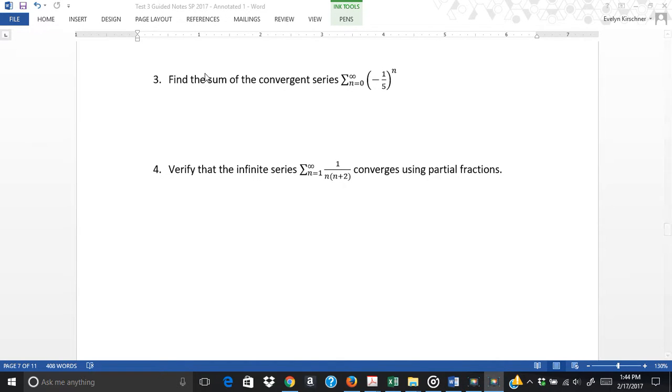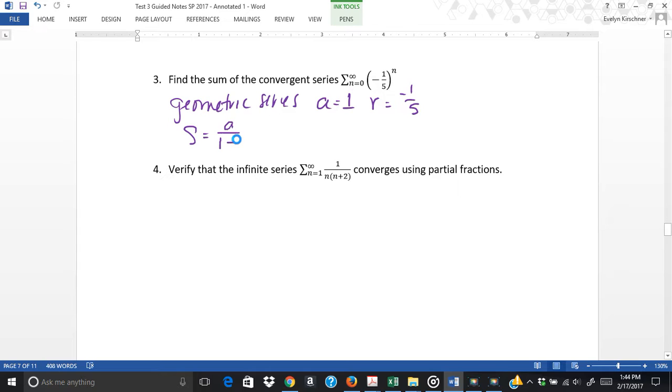I want to find the sum of this convergent series. So if I look at this, this is definitely a geometric series. So my a is 1, my r is -1/5. So I can use my sum is a over 1 minus r, which is 1 over 1 plus 1/5, which equals 1 over 6/5, which equals 5/6. So that's my sum.